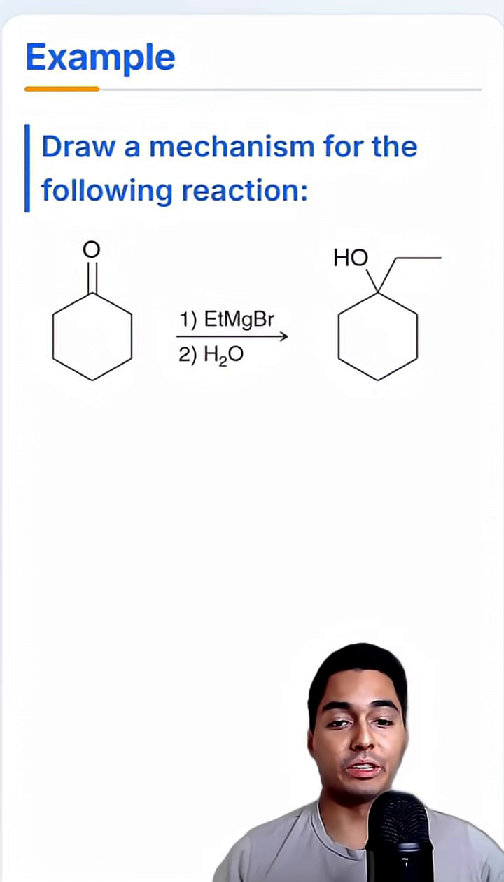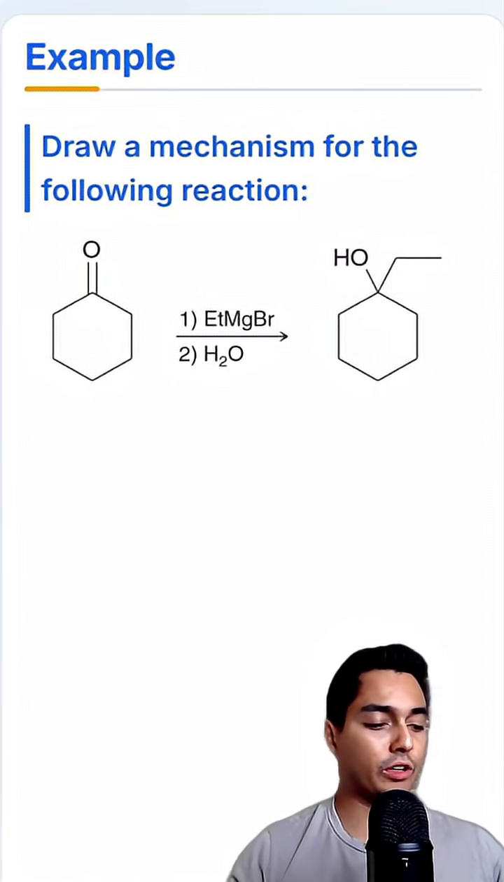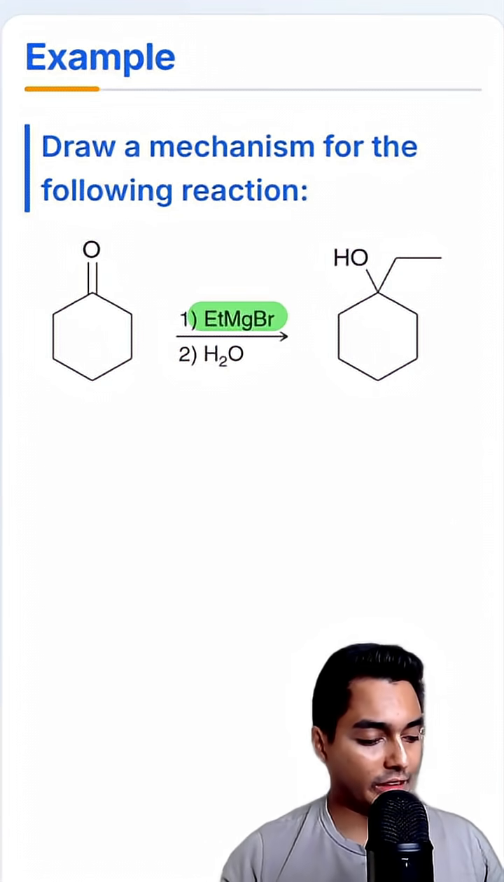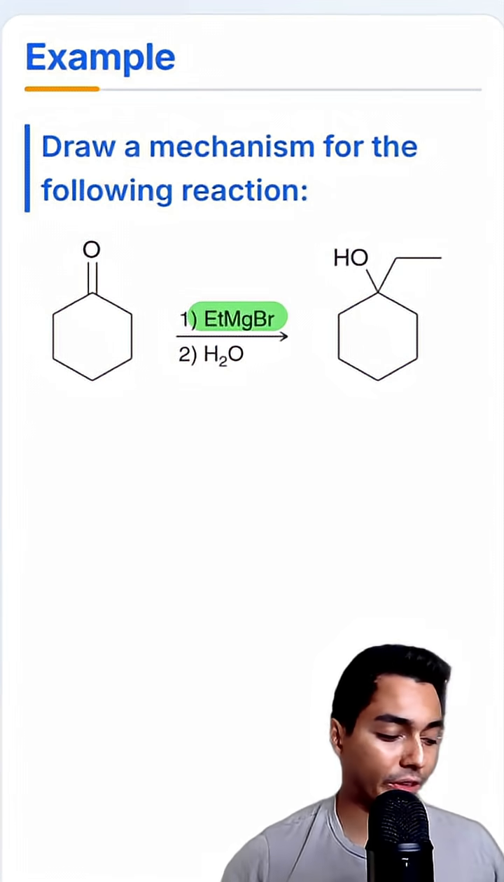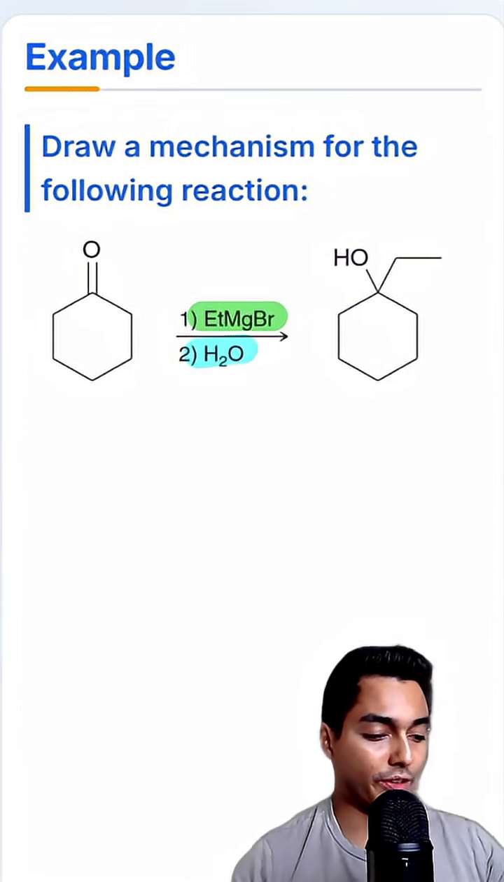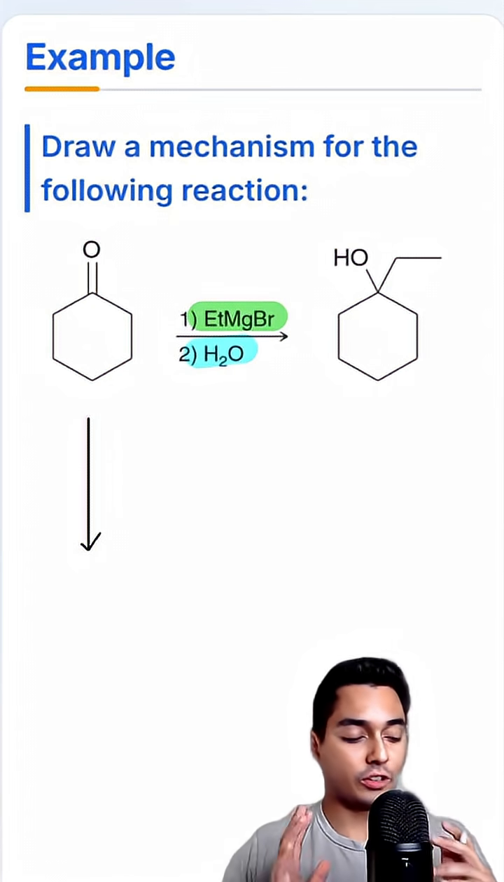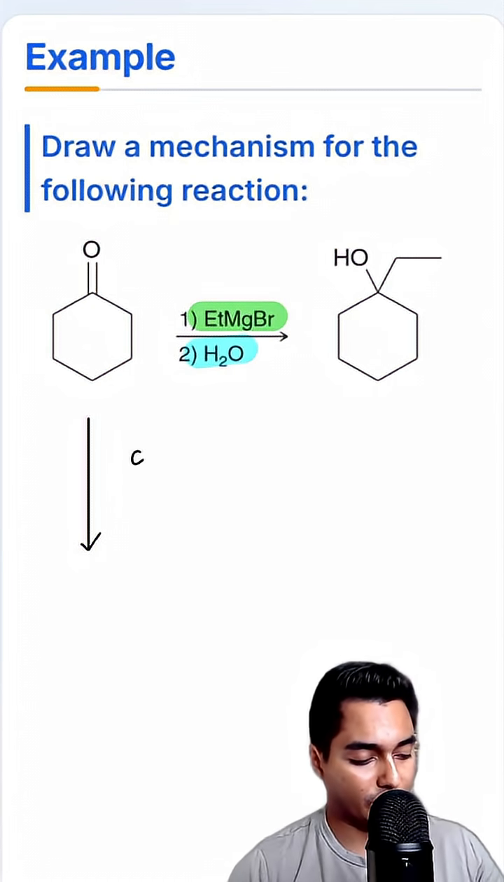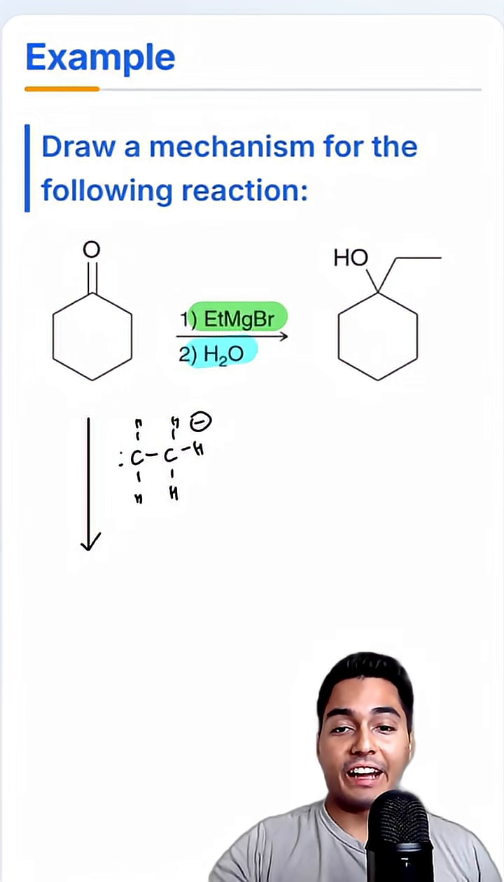Here's an example. Let's see if we can draw the mechanism for this following reaction. Notice that we have EtMgBr. This is going to be a Grignard reagent and water. So for our first step, our Grignard reagent is basically just going to become ethyl, a charged ethyl group. And this is going to act as our nucleophile.